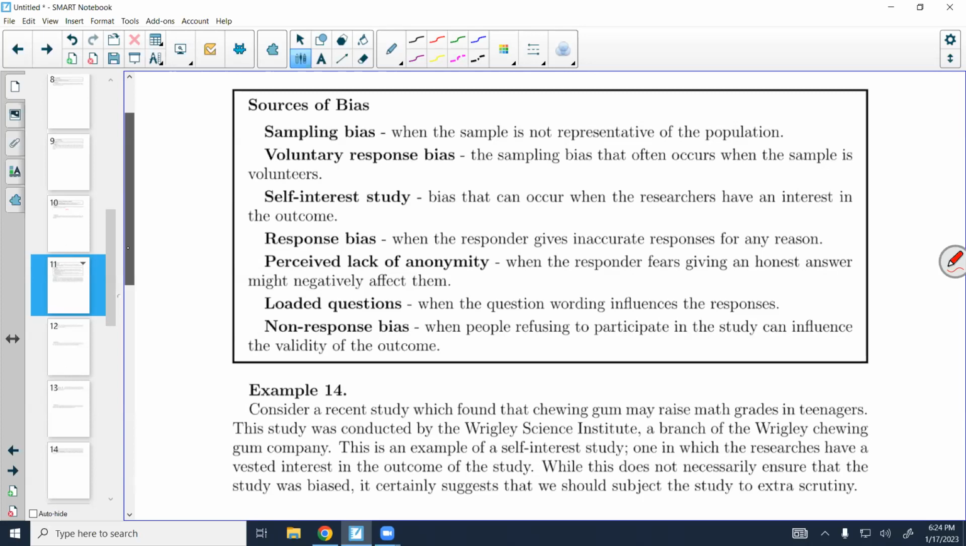There's response bias when the responder gives inaccurate responses for any reason. There's perceived lack of anonymity when the responder fears giving an honest answer might negatively affect them. There's loaded questions when the question wording influences the responses. And there's non-response bias when people refuse to participate in the study, which can influence the validity of the outcome.